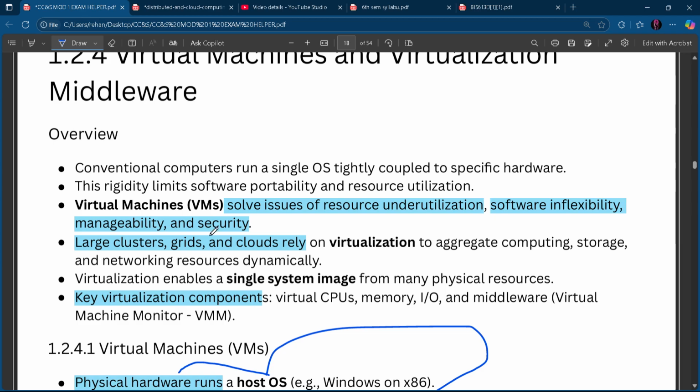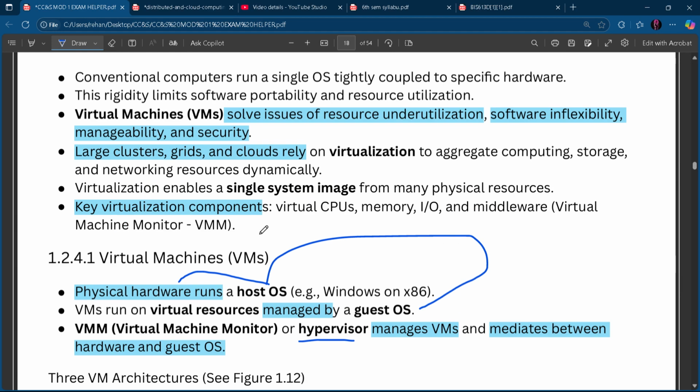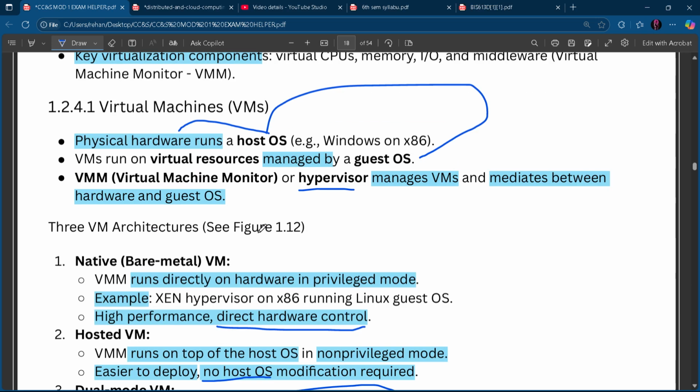But what are virtual machines? They solve issues of resource underutilization, software inflexibility, manageability, and security. What is dependent on virtualization? Large clusters, grids, and cloud. They all rely on components of VM. Okay, first we'll see what a VM is.